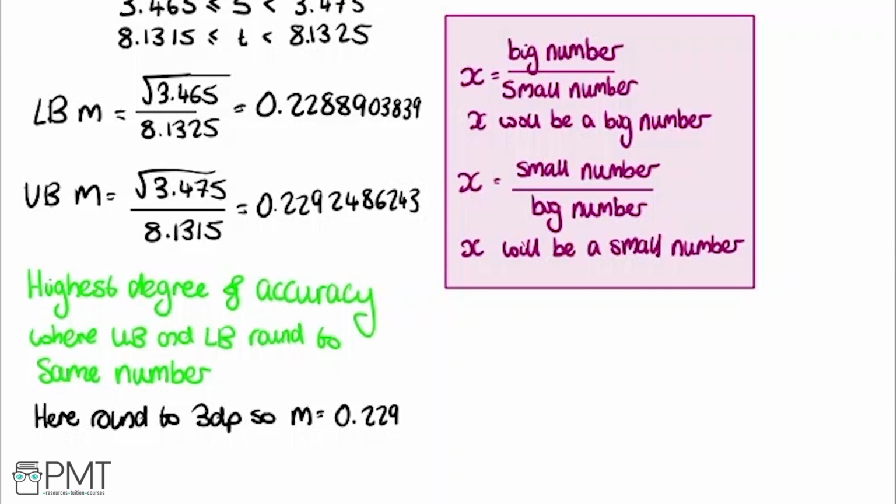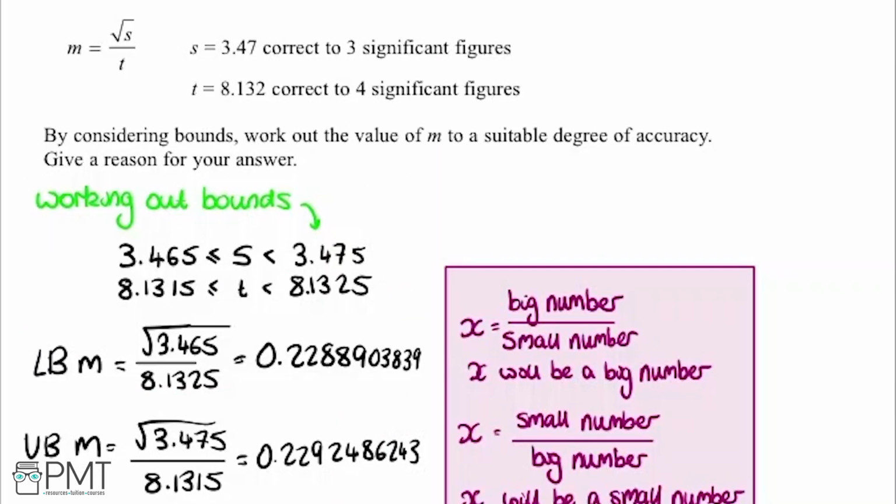So in this case, we're rounding to 3 decimal places and we're getting the value of m to be 0.229. And it says we need to give a reason for our answer. So give a reason why we've concluded that m is 0.229. And the reason for that is what we've just been talking about: both the lower bound and upper bound round to 0.229. So we get our first mark for trying to work out these bounds here.